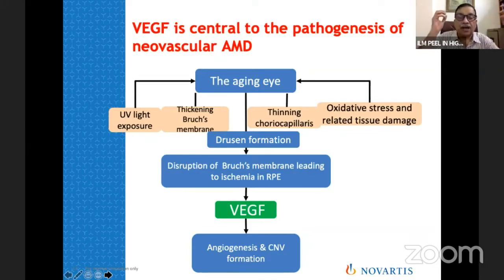So when you have this eye which is aging, it's had lots of UV exposure, a thickening of the Bruch's membrane occurs, choriocapillaries are getting thinned over time, and there's oxidative stress which is occurring over time because of age. And finally, you have these drusen formation, ischemia of the RPE, and then finally, because of release of VEGF, because of the ischemia, you have angiogenesis and CNV formation.